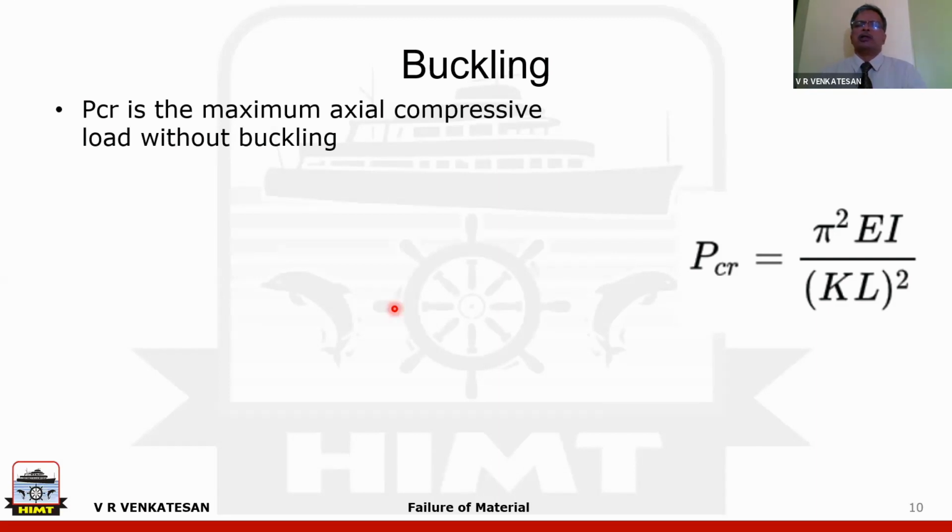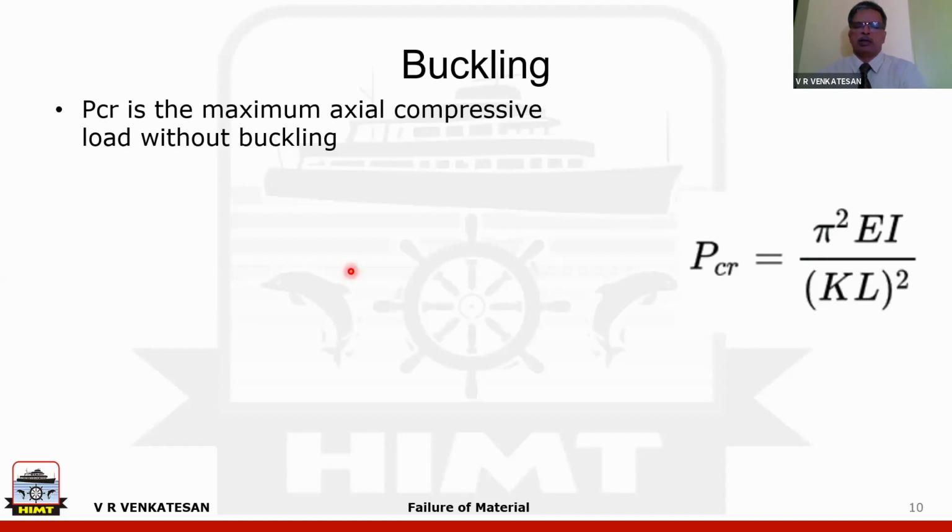Now there is a formula for understanding how buckling takes place. If you have a column, or what we call a strut, which is an elongated part, and from both ends you are applying compressive load, what is the maximum compressive load the part can withstand without buckling? That is given by this formula. This is not the stress value, this is the force in Newton. So in Newton, what is the maximum force it can withstand in the axial direction? That is given by this formula.